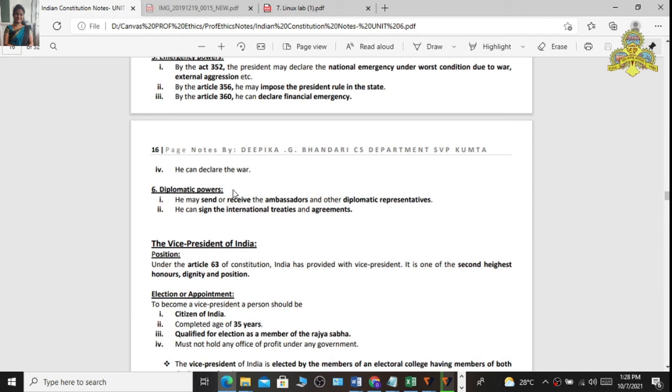And the last one is diplomatic powers. The President of India has the power to send or receive the ambassadors or the other diplomatic representatives. And he has the power to sign the international treaties as well as agreements.